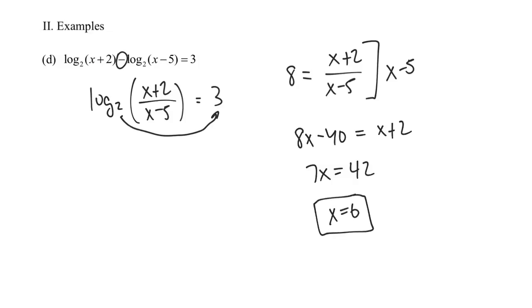42 divided by 7 is 6, and if you plug 6 back into the original equation, 6 plus 2 is positive, and so that's going to be okay. And 6 minus 5 is also positive, and so this answer is acceptable, and it's the correct answer because I know that I solved it correctly.